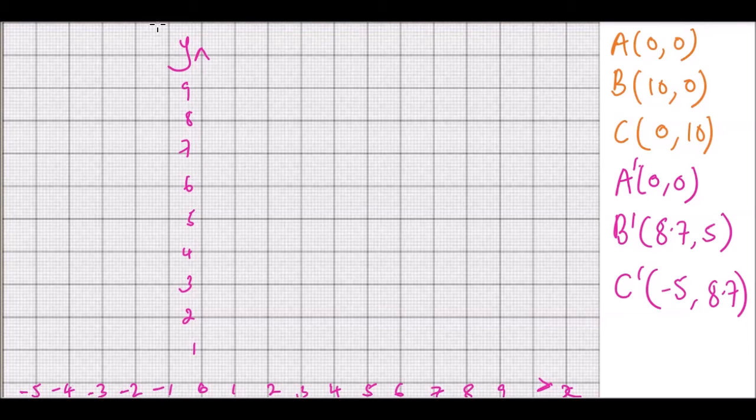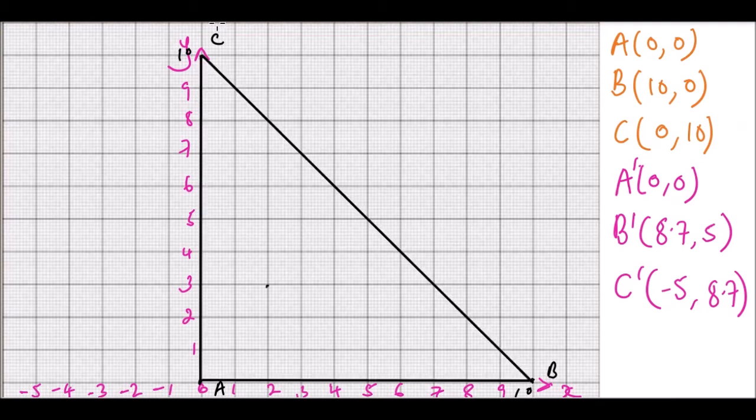A is at 0, 0, so that is where we have our A. Our B is at 10, 0, so our B is there. And our C is at 0, 10, so we can put our 10 there. So that's where we have our C. We join the 3 points to come up with the triangle. So with that now, we are going to plot the image.